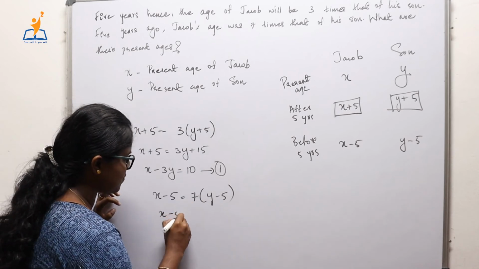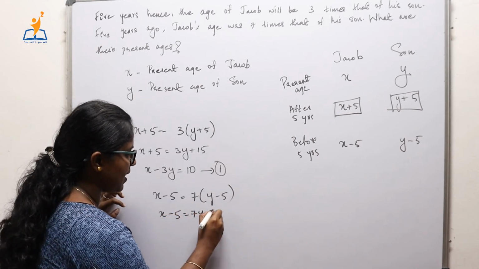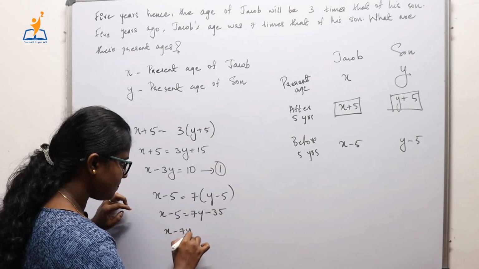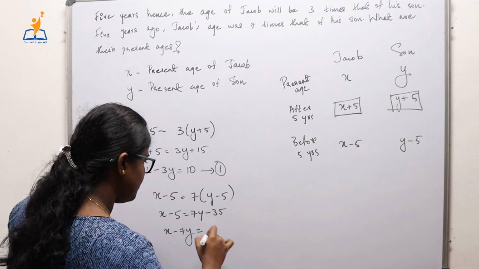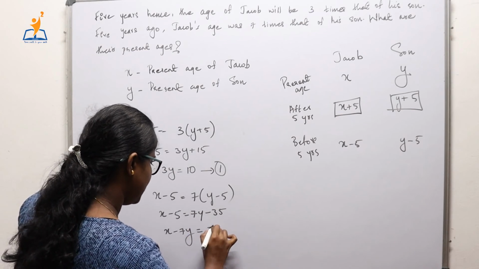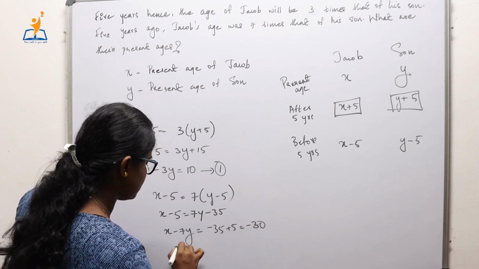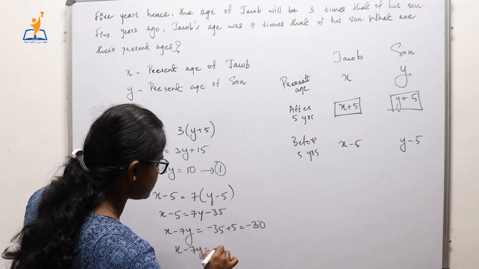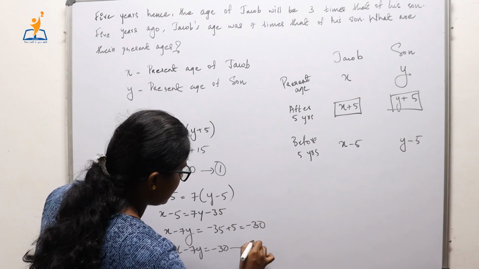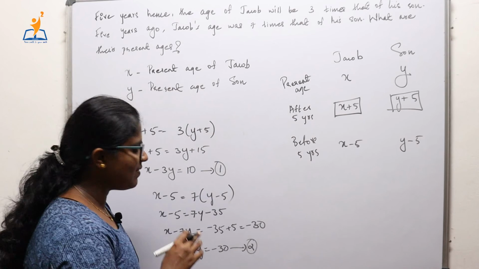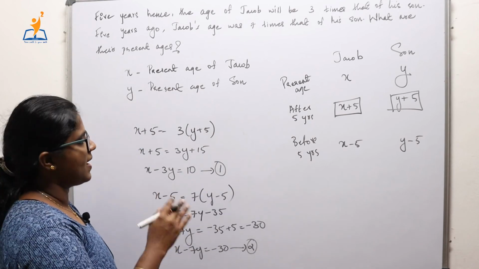So x minus 5 becomes 7y minus 35, and that is x minus 7y equals minus 35 plus 5, which is minus 30. So x minus 7y equals minus 30 is our equation number 2. Solving these two equations, we will get the present ages of Jacob and his son.